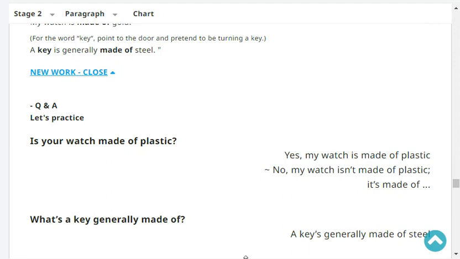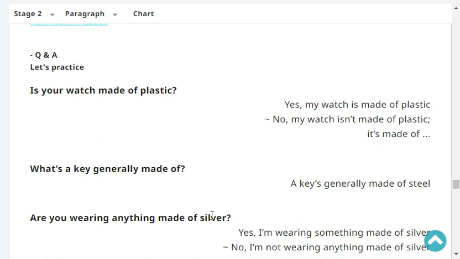My watch is made of plastic. What's a key generally made of? A key is generally made of steel.